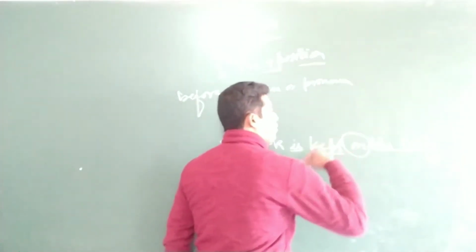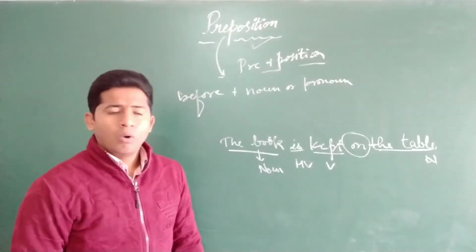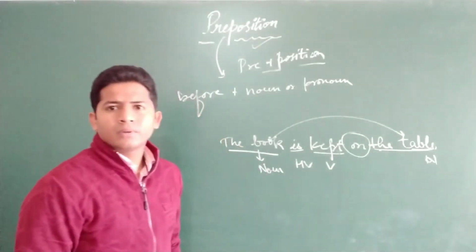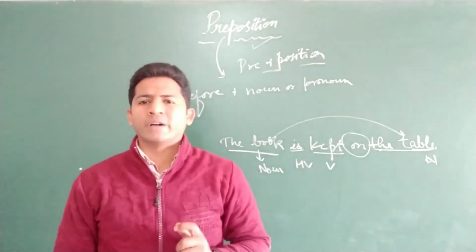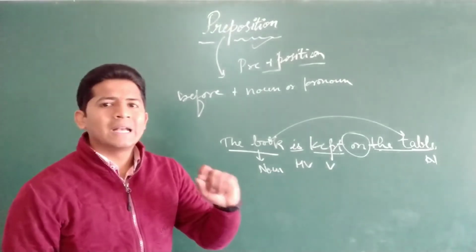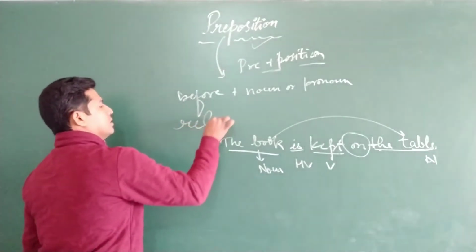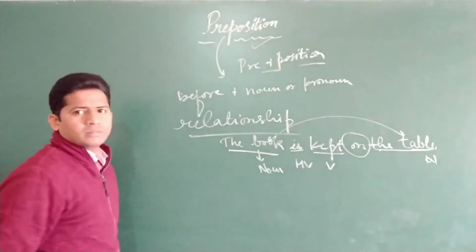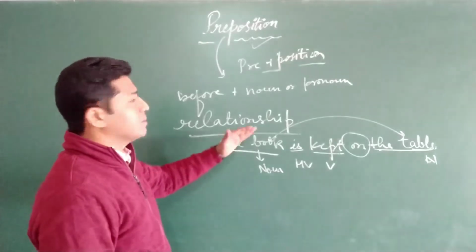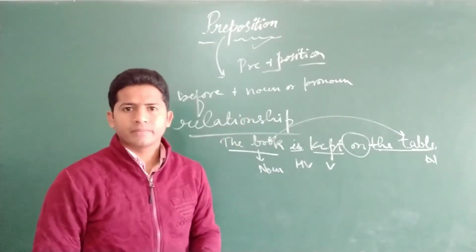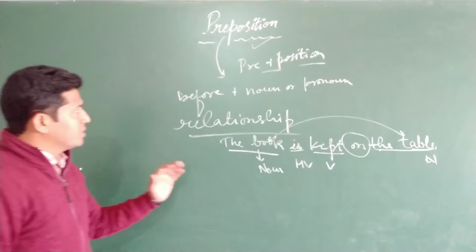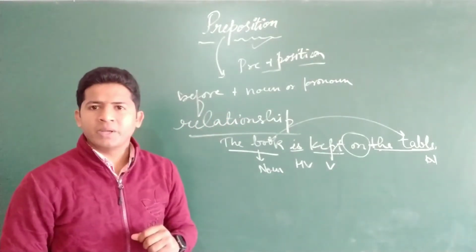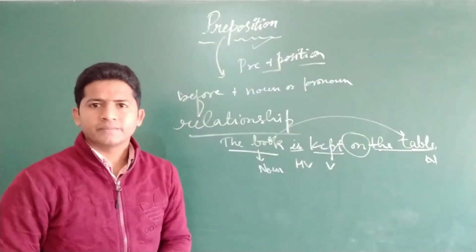What is the role of on? On is showing the relationship between book and table. So if you find any word in a sentence which shows a relationship between different words in a sentence, it is termed a preposition. So prepositions are those words which come before a noun or pronoun and show a relationship between different words in a sentence.